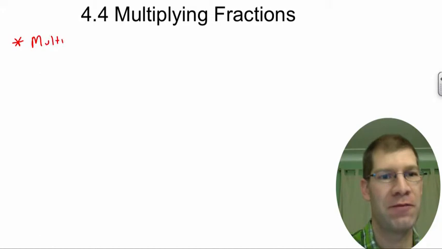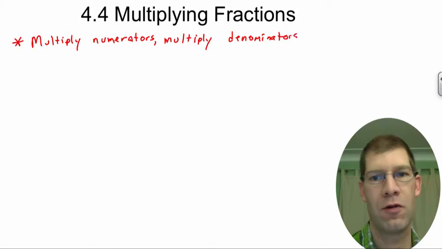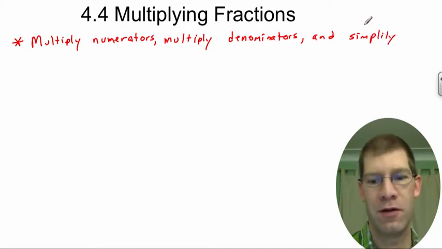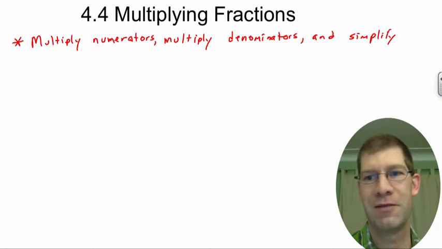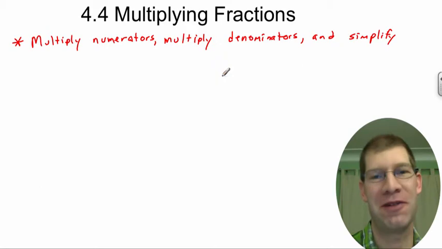So multiply numerators, multiply denominators, and simplify. It's always a good idea. Apparently I can't talk and spell simplify at the same time. It's always a good idea to make sure you simplify at the end.